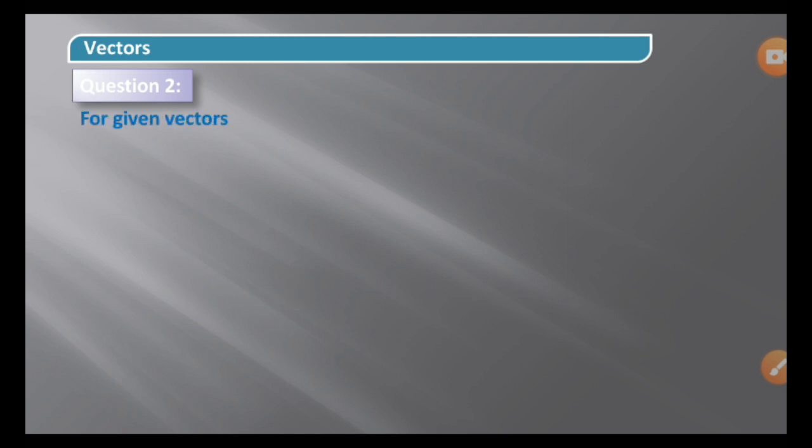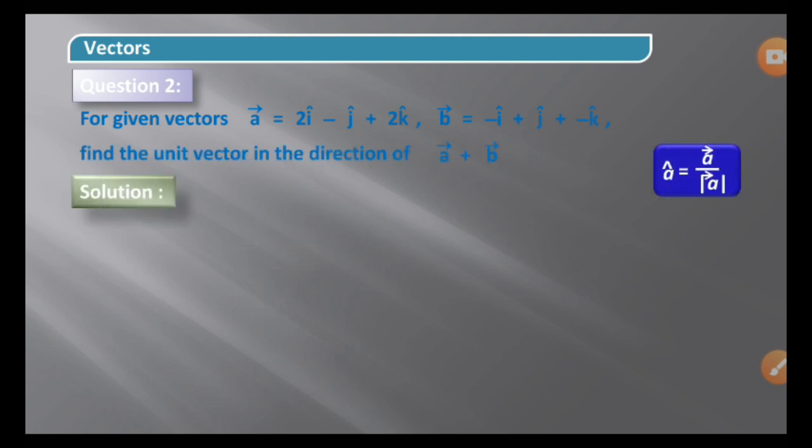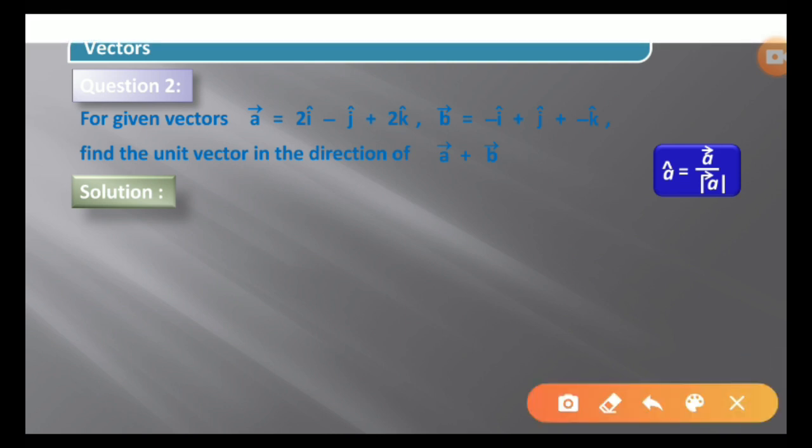Now, question number 2. Students, observe that the given vectors are A equal to i minus j plus 2k, and B vector equal to minus i plus j minus k. Find the unit vector in the direction of A plus B. The unit vector is always taken as vector A divided by magnitude of vector A.